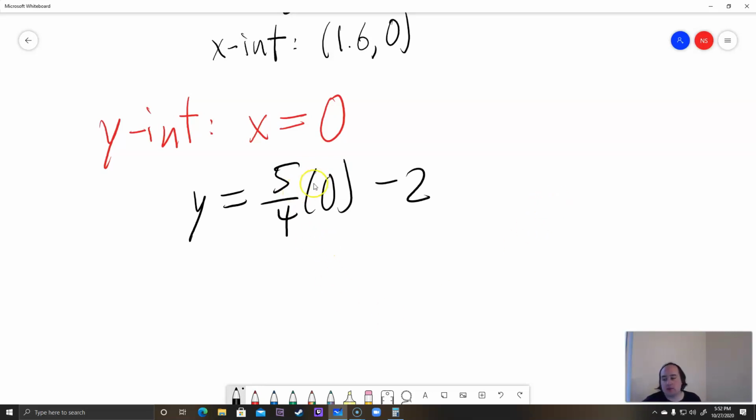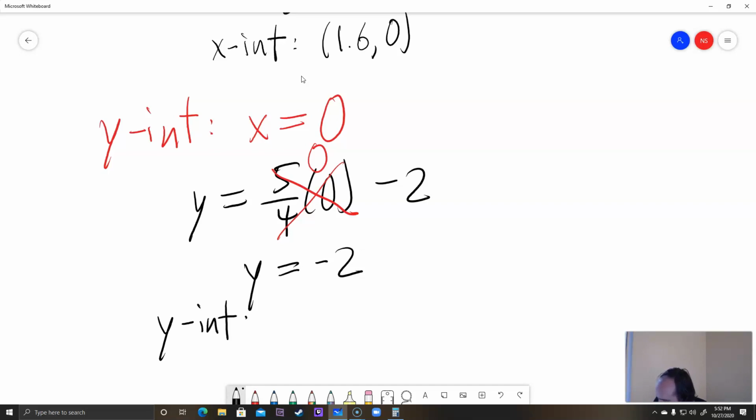And remember that any number times 0 is just 0. So this first term on the right side is just going to become 0. So that just goes away. So we actually just end up with y equals negative 2. And since it's the y-intercept, x is 0. Okay, so our y-intercept is going to be x is 0 and y is negative 2. So 0 comma negative 2.